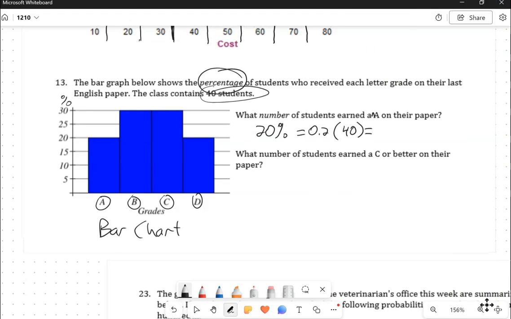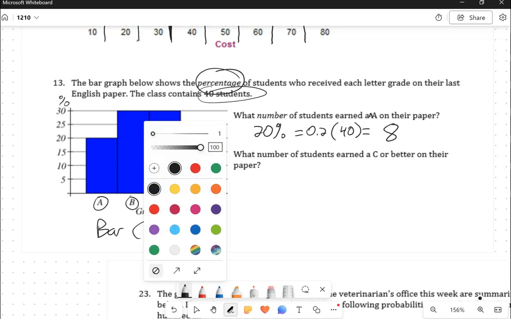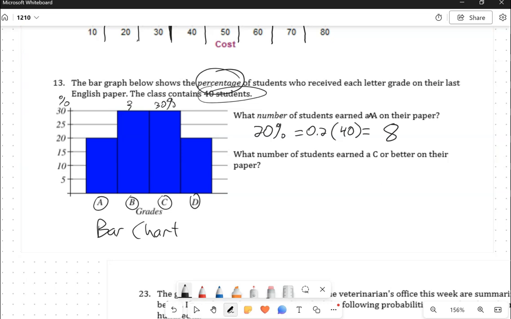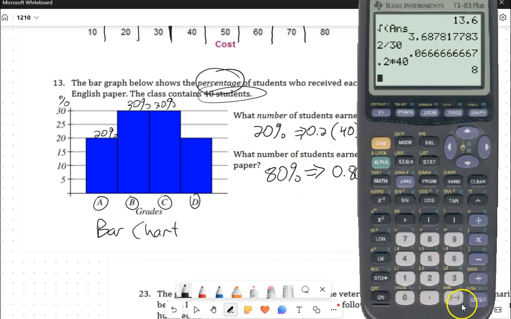8. Eight students. What number of students earned a C or better? A C or better, we have 30%, 30%, and 20%. That's 80%. That means 0.8 times 40, 32. Again, all this stuff on a test, I would not be messing around with my brain. I'd be doing all that work on a calculator to make sure it's correct.